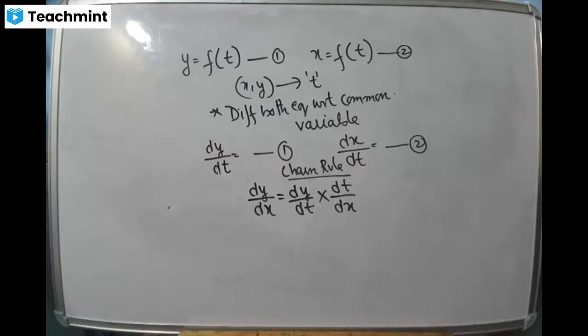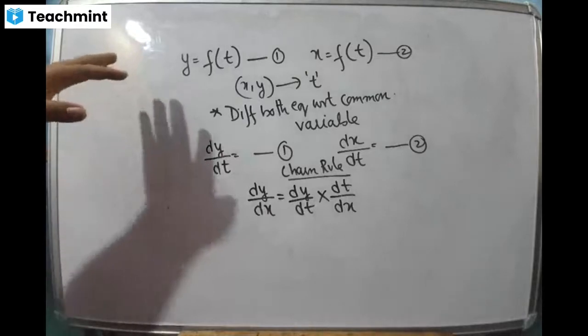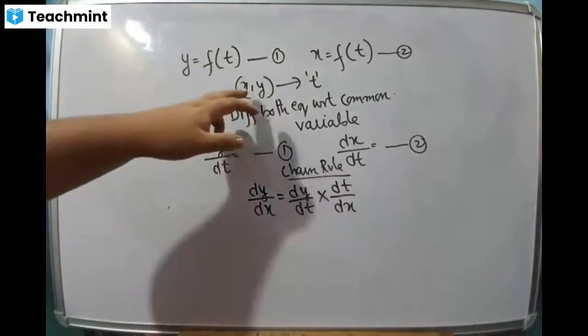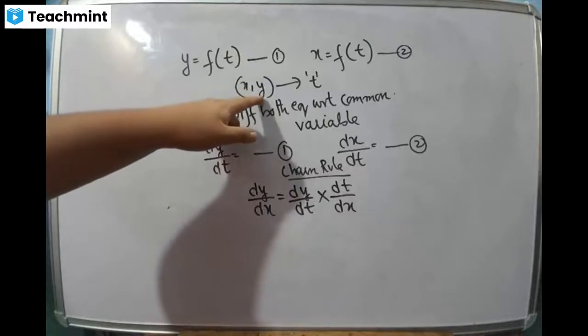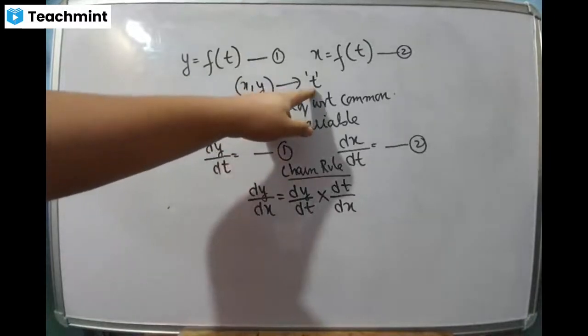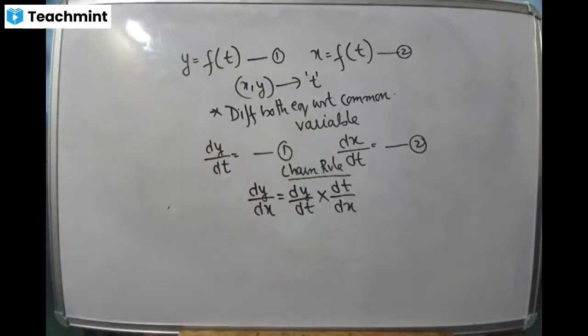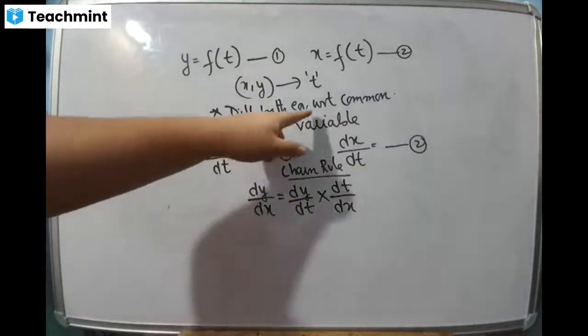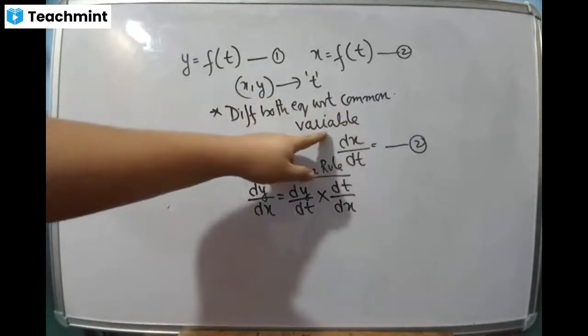So everyone, please look at the board one more time. I'll explain this one more time. A parametric equation means there'll be two equations, equation 1 and equation 2, such that two variables x and y will be expressed in terms of a third variable, that is t. So the technique to solve a parametric equation is you have to differentiate both the equations with respect to the common variable. Is that clear?